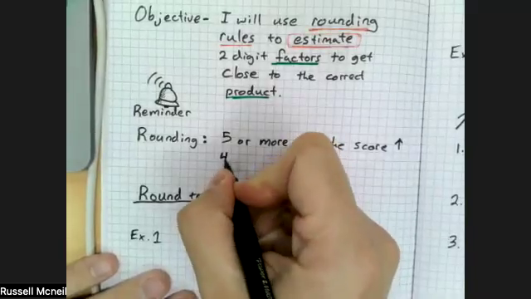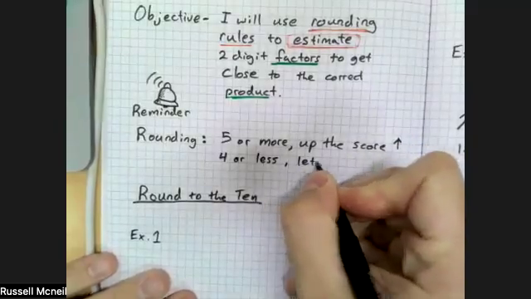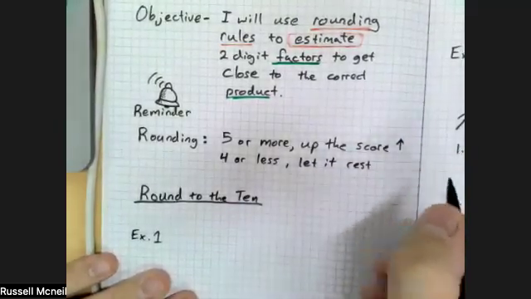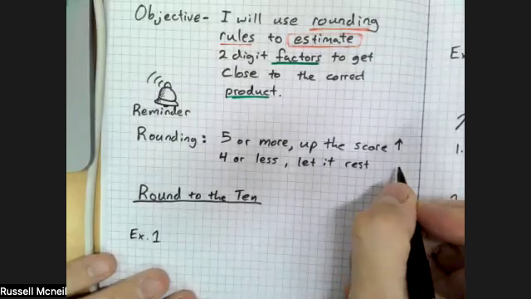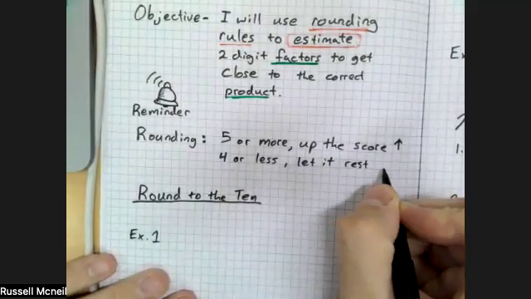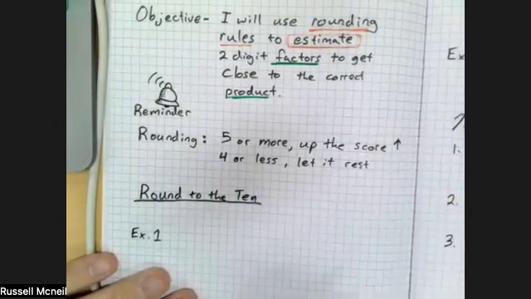Let's go the other direction. If the number is 4 or less, we let it rest. And that's not to say we move it down. We keep the number. So instead of an arrow going up, I don't know what we should put there. We should really think about that.